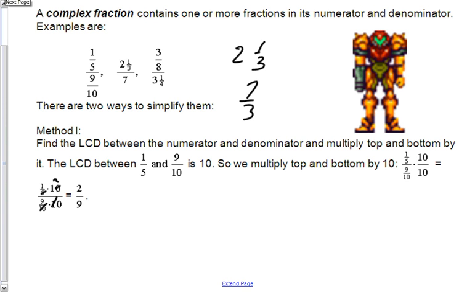It's pretty easy. By the way, this is Samus. Metroid, first female heroine.